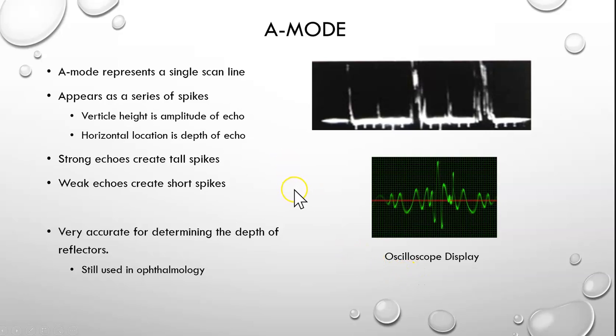So A mode is a single scan line. It appears as a series of spikes where each vertical spike is the amplitude of the echo, and the horizontal is the depth of the echo. Strong echoes create taller spikes, and weak echoes create shorter spikes.